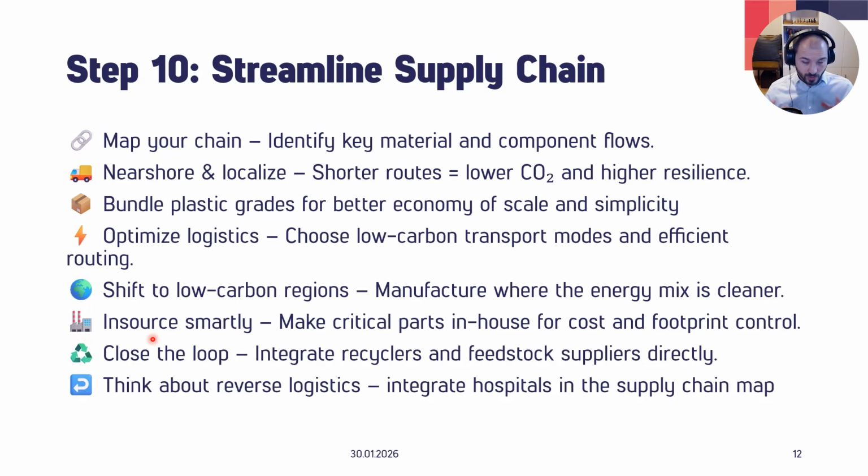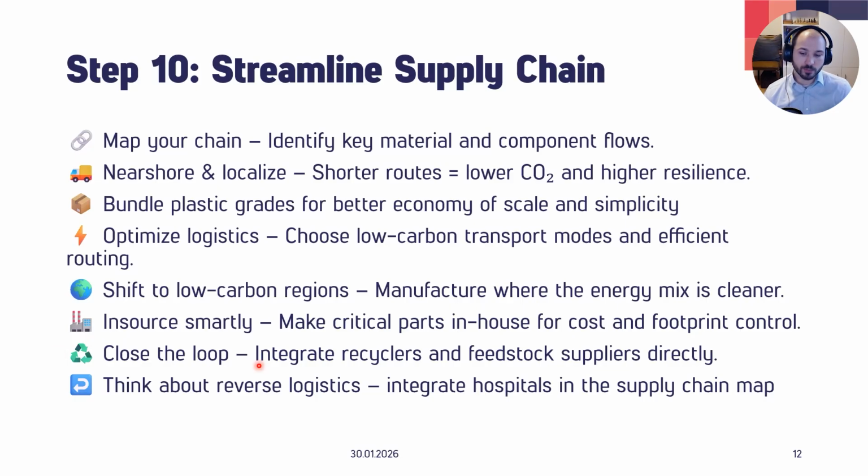And then the last 3 points would be: in-source smartly. Where you have really critical parts that are very carbon intensive, you can control the cost and the carbon footprint better if you in-source them. Sometimes that's not the case, so it really depends on the analysis of the situation. Manufacturing high intensity or energy intensive parts where the carbon footprint of the energy is lowest is an ideal setup. But sometimes it can make sense to in-source certain parts in order to have cost and sustainability under control.